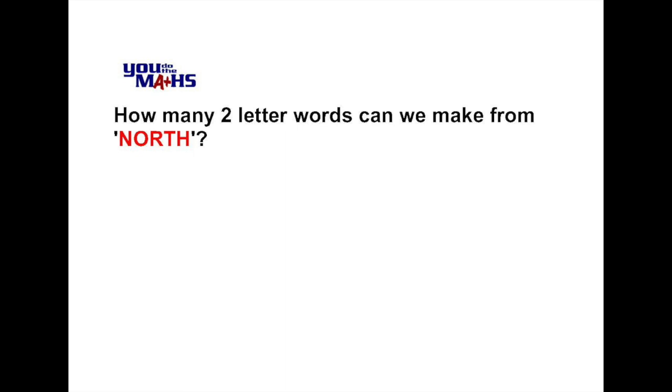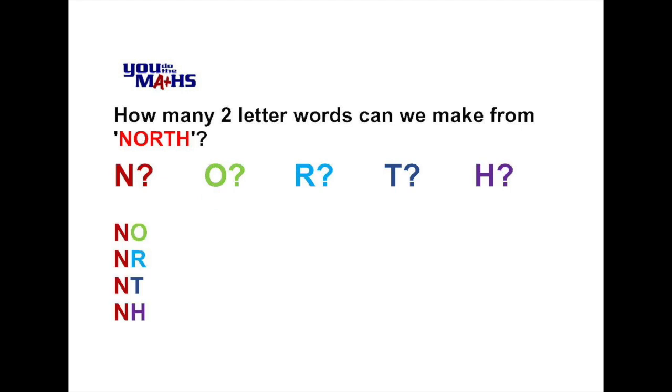and we'll just go through very methodically and see how many 2-letter words we can arrange. Of course, we could start off the words with the letter N, or O, or R, or T, or H. So there are our 5 possible starting letters. Let's look at the letter N first of all. Now the second letter, if we start with an N, could be an O, or could be an R, or could be a T, or could be an H. So what we've done is we've actually exhausted all the possible 2-letter words starting with N.